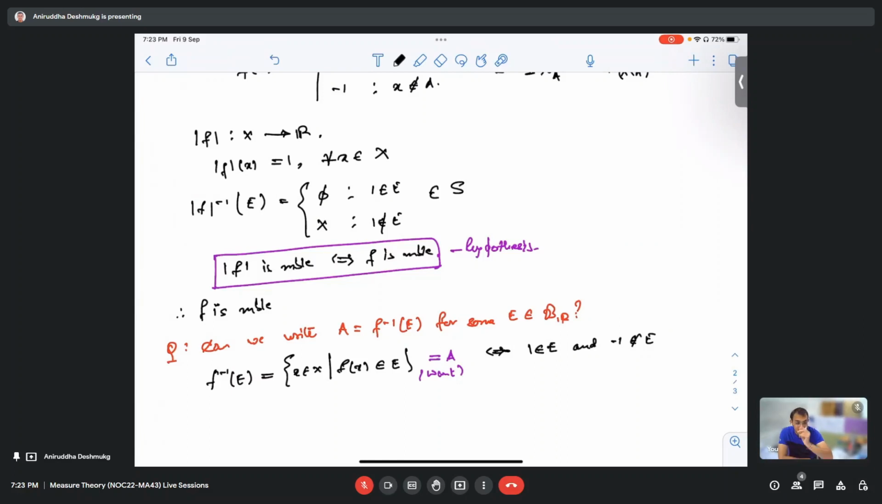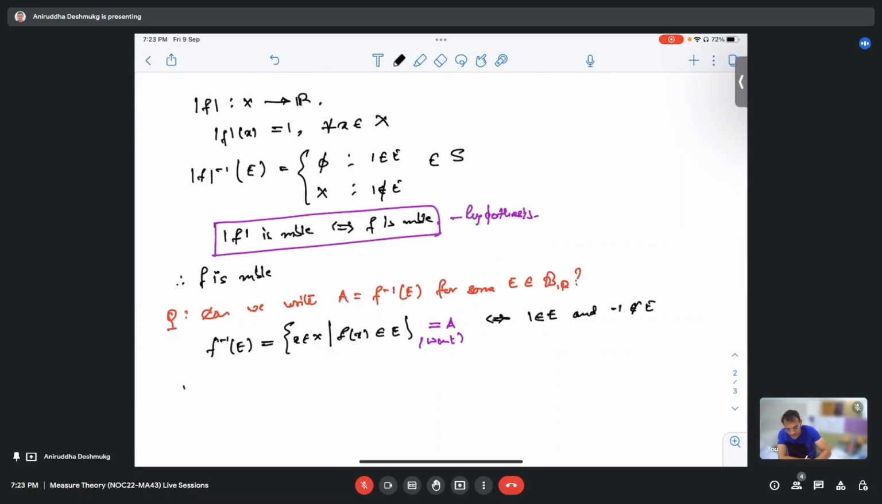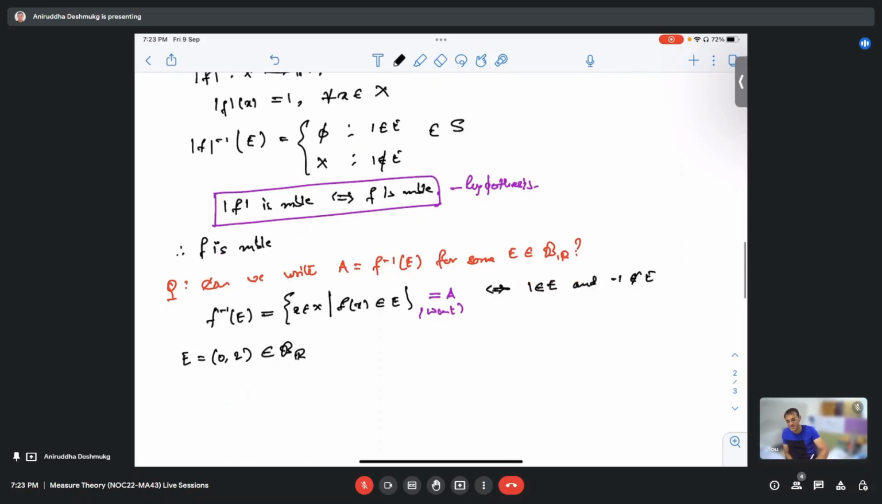I think the open interval 0 comma 2. Okay, let us do this. E is the open interval 0 comma 2. This is inside the Borel sigma algebra, right? Why? Because it is an open set and the Borel sigma algebra is generated by all the open sets. So this must be inside B(R). And then F inverse E is A, correct? Now F is measurable, so the pre-image of a Borel set is measurable. So this is inside S.